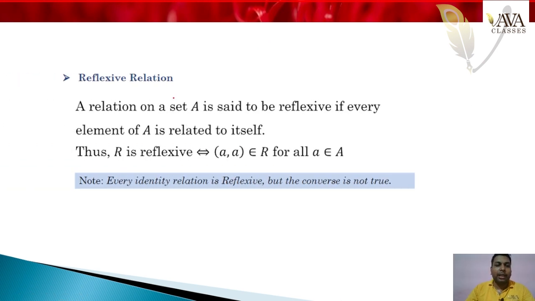Now reflexive relation. A relation on a set A is said to be reflexive if every element of A is related to itself. Thus R is reflexive implies (a, a) belongs to R for all a belongs to A. Note, every identity relation is reflexive but the converse is not.